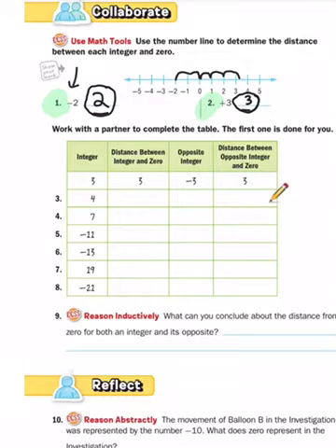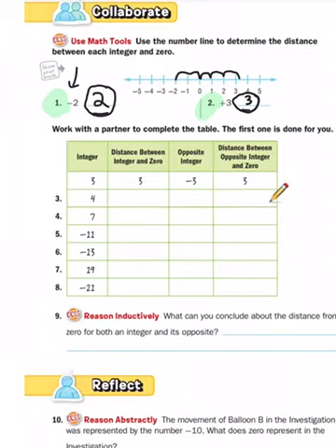So in this one, the integer 3, the distance between the integer and 0 is 3. The opposite of 3 is a negative 3. And the distance between the opposite integer and 0, so how far away is negative 3 from 0, is 3. So let's go over 4 real quick.